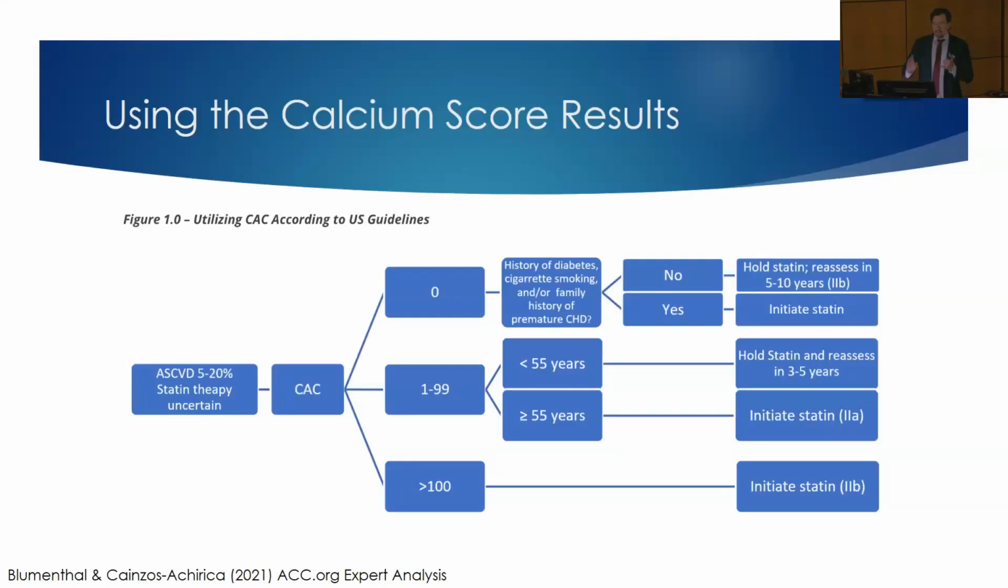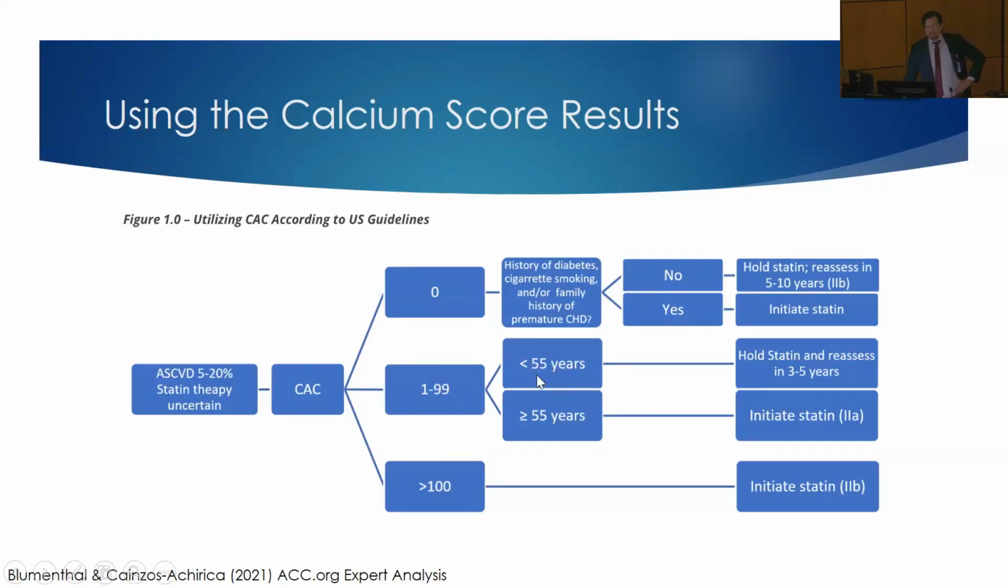And so the U.S. guidelines suggest that when your calcium score is above 100, you start a statin. Some global guidelines also recommend starting a baby aspirin at that time, because you have an extensive plaque burden. Between 1 and 99 is a little controversial, probably because we don't have great data to guide us yet, and I'm sure that will come.